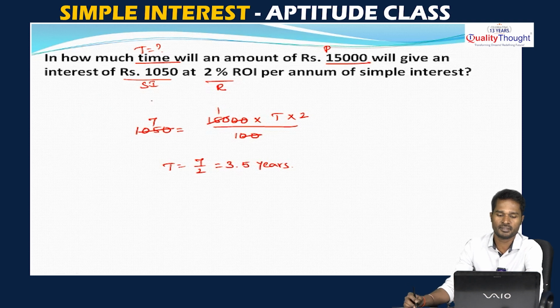So 1050 is the simple interest, the principal amount is 15,000, the time period we need to calculate, and 2% is the rate of interest. Zeros will cancel, 15 ones are 15, 7s are. So 7 by 2 is 3.5 years. That means in 3.5 years, a sum of 15,000 rupees will give 1050 rupees as the interest.